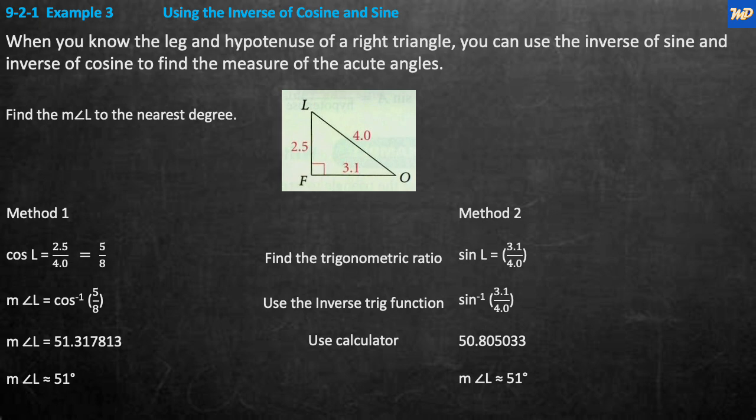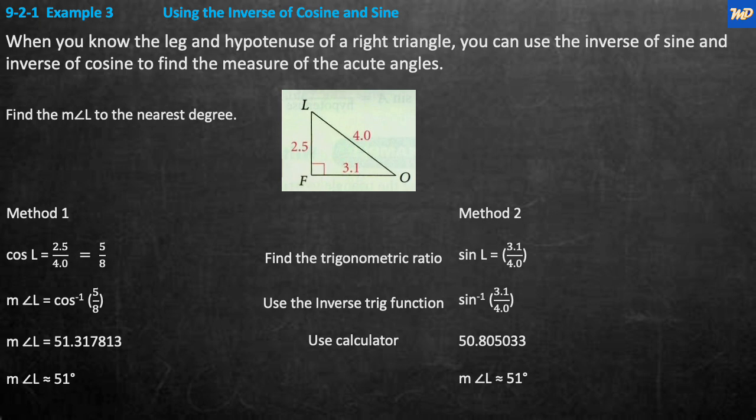If you look at the sine button on your calculator, above it, it'll say sine inverse, sine to the -1. Usually that's a second function or a shift function. You press shift sine, or second, or whatever the button is for the functions above the button. Sine, cosine, and tangent all have an inverse. So when you know the leg and hypotenuse of a right triangle, you can use the inverse of sine and the inverse of cosine to find the measure of the acute angle.